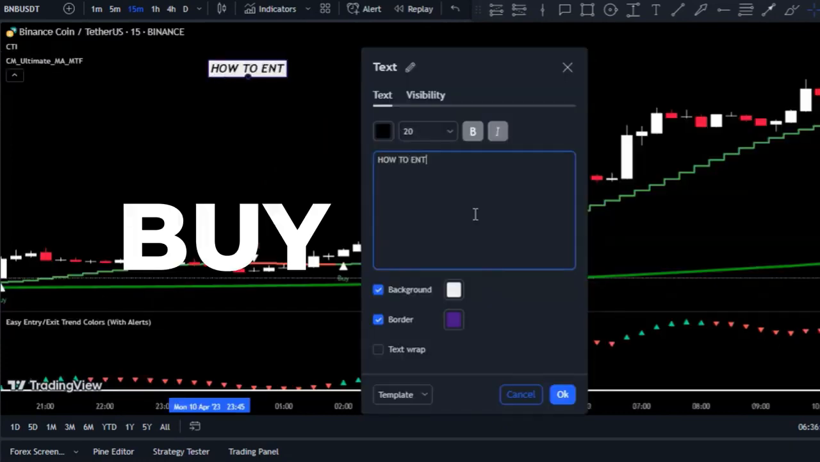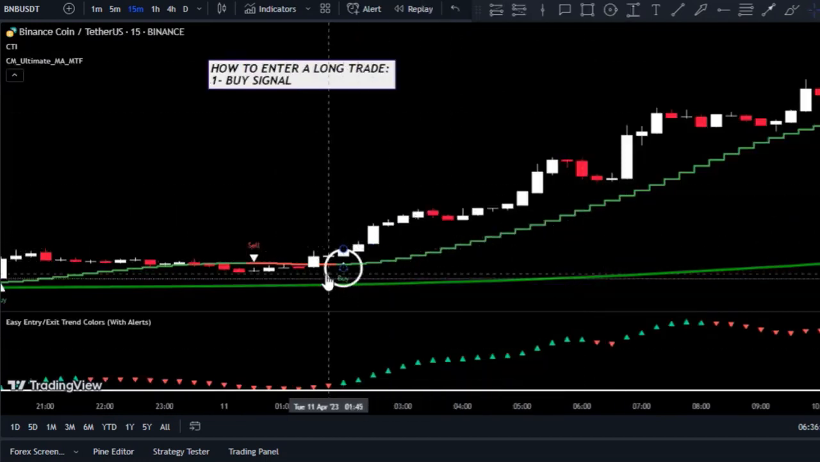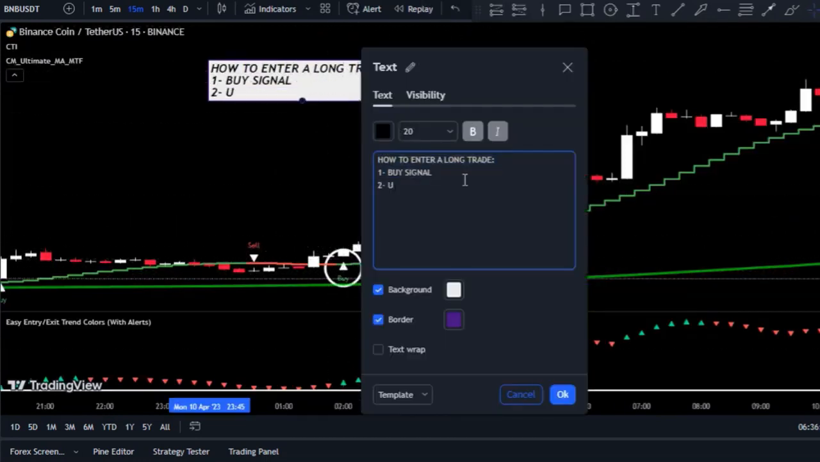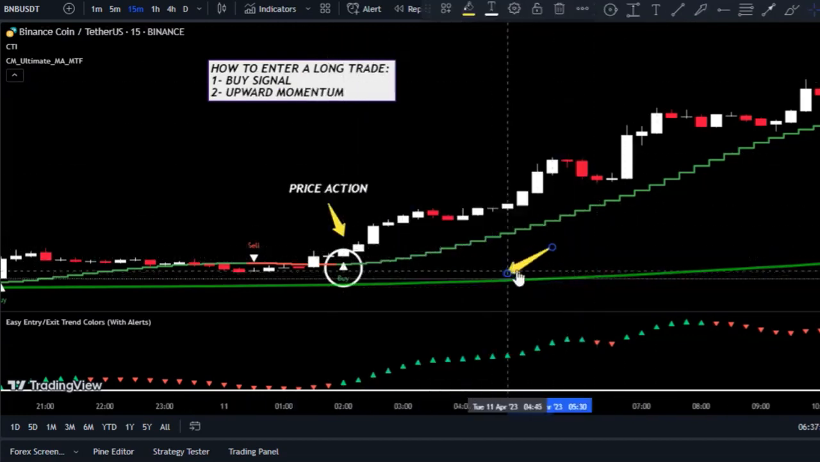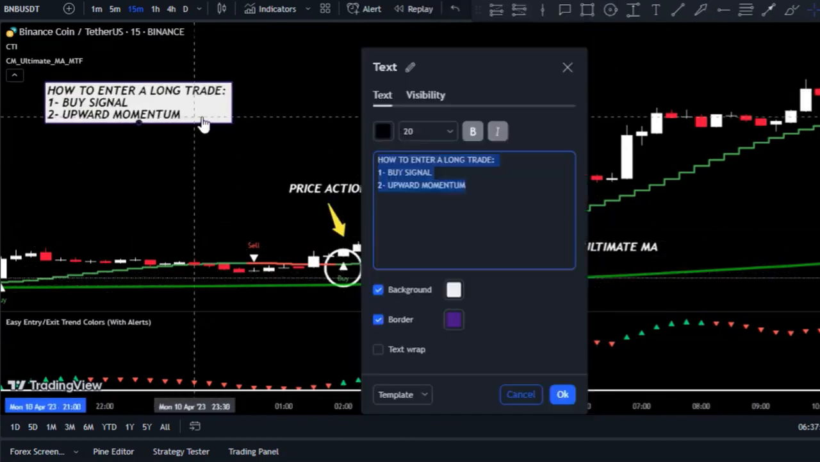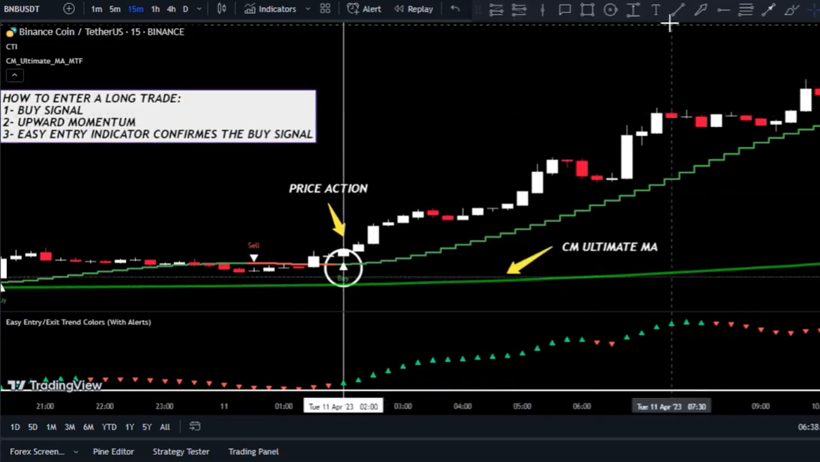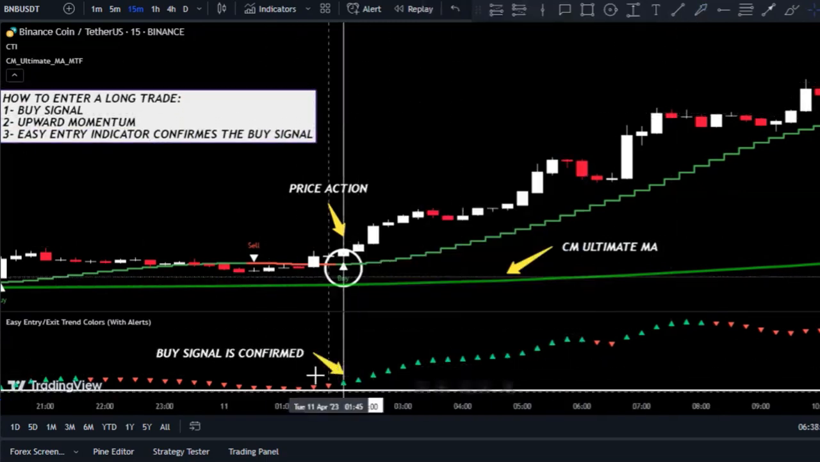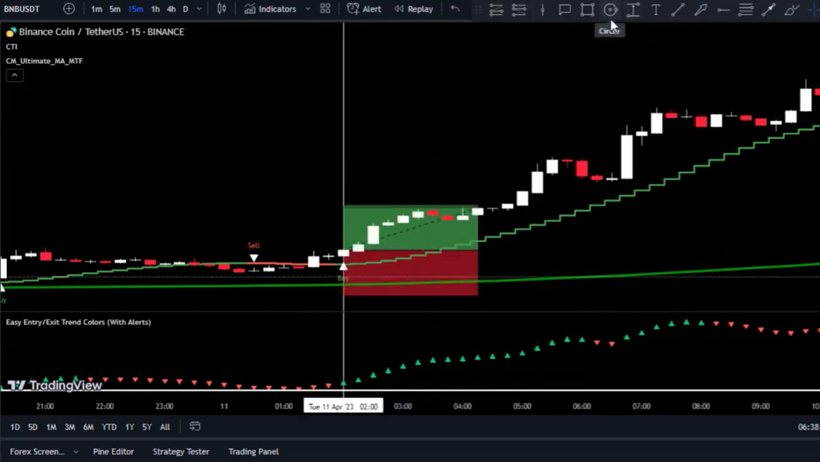So you're only allowed to enter a buy trade when a buy signal has been issued by the CTI indicator. And for more confirmation, you should check that the market momentum is bullish, meaning the price action should be above the green ultimate moving average. And finally, green triangles should be presented in the oscillator and they also should be above zero line. In this case, you can enter the trade at the close price of signal candle.